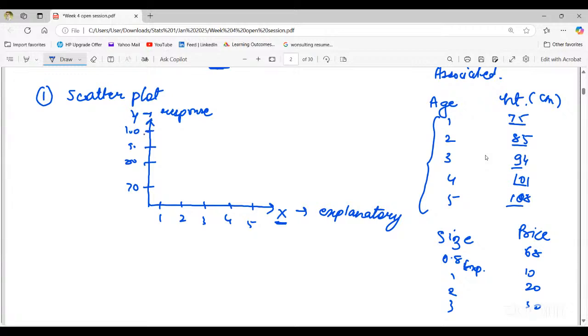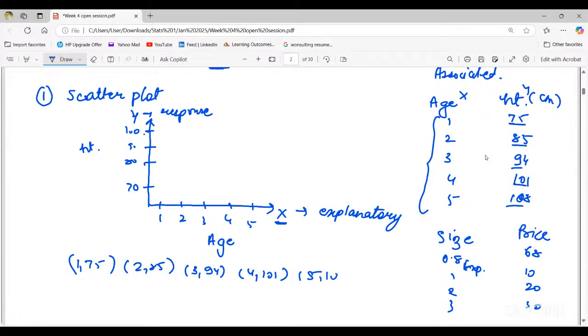Okay, so now we are making the scatter plot. This is the x-axis, basically the age, and my y-axis is basically the height. So now we are having two variables, right? This is my x variable and this is my y variable. The points we are having are 1,75, then 2,85, then 3,94. We always put the explanatory variable on the x-axis and the response on the y-axis. It is by default like that. So this is x, this is y, similarly like that.